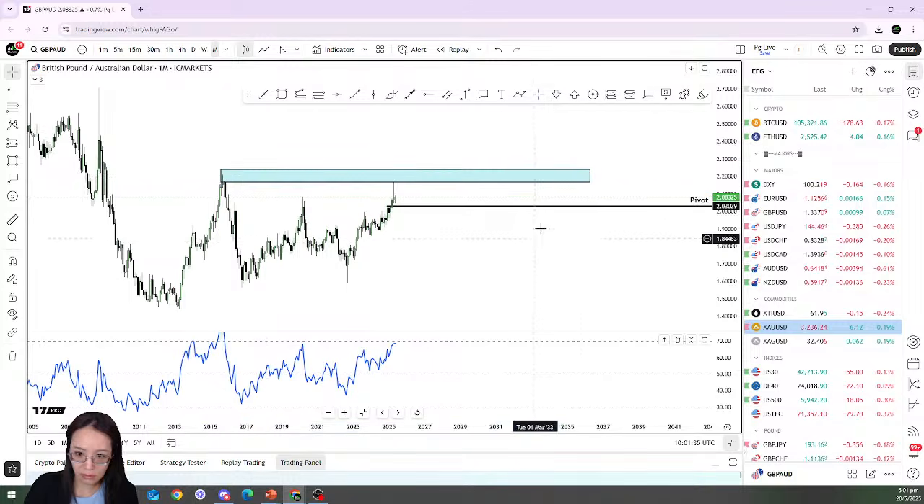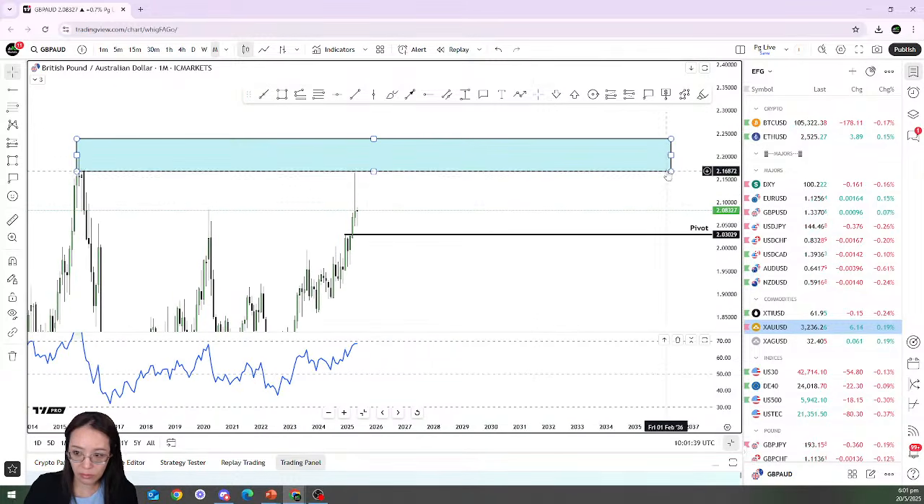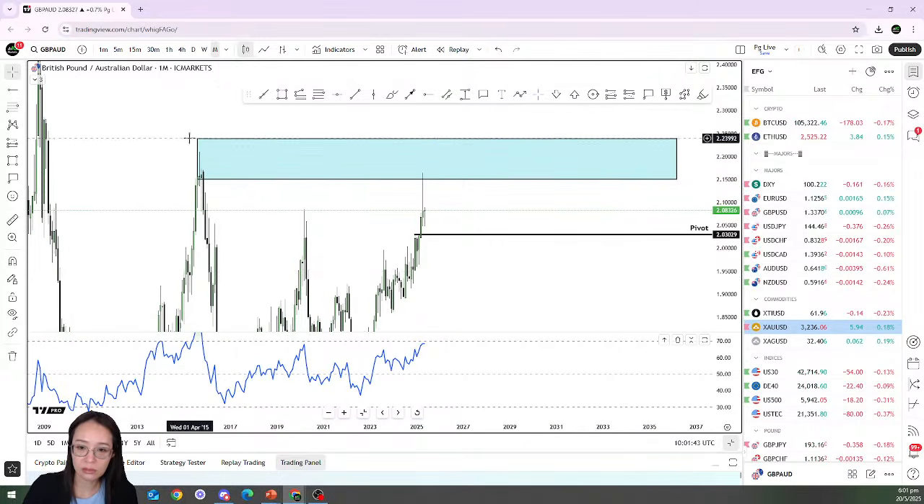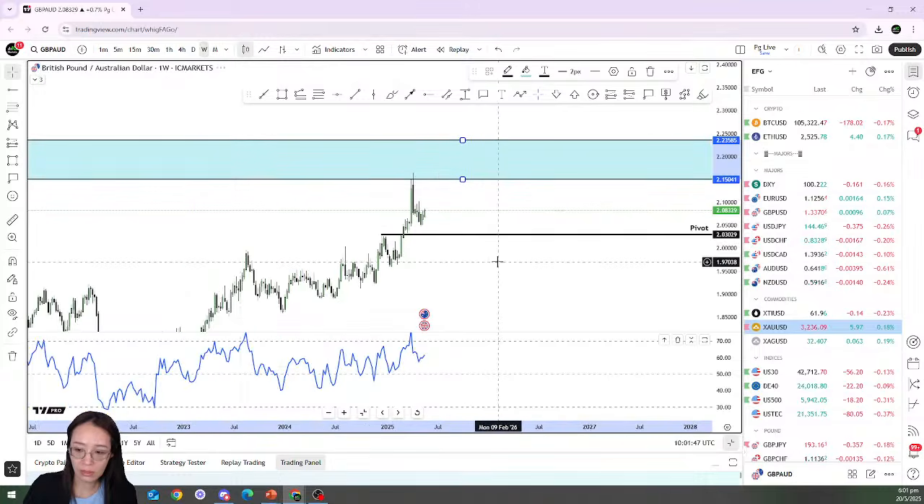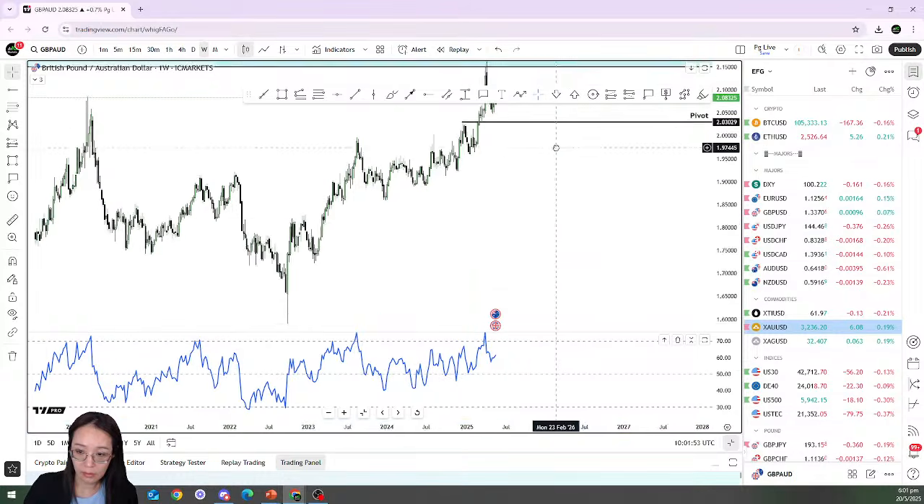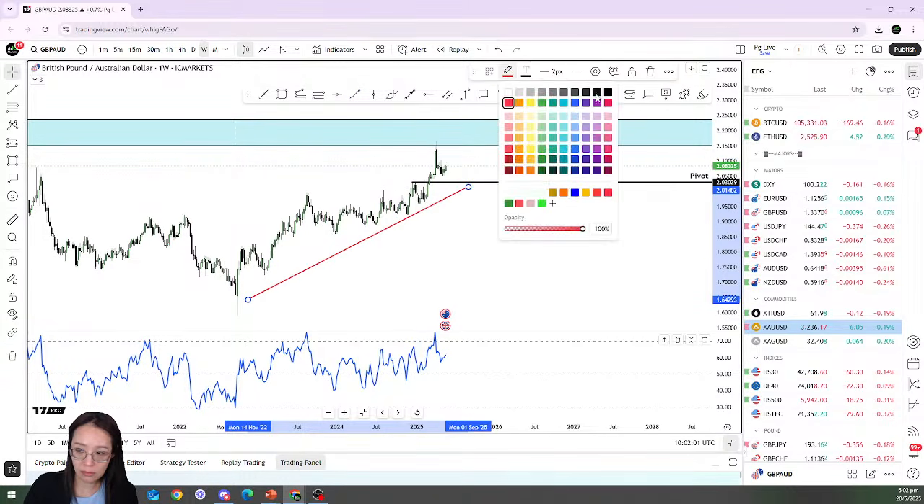This is the resistance based on the, let me zoom to see. That's why you can see the rejection in the weekly. Even on the weekly time frame, if you want to draw the trend line, you can just see that it's an uptrend.